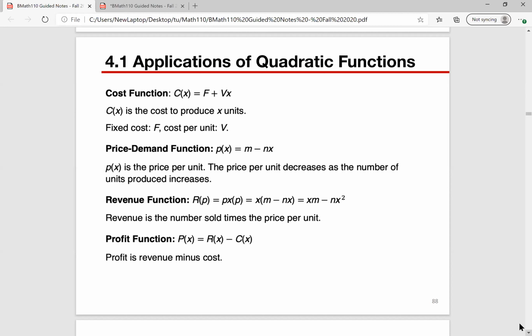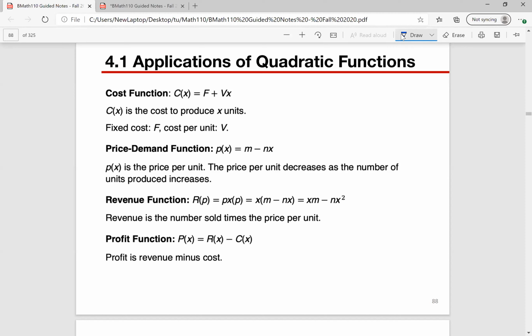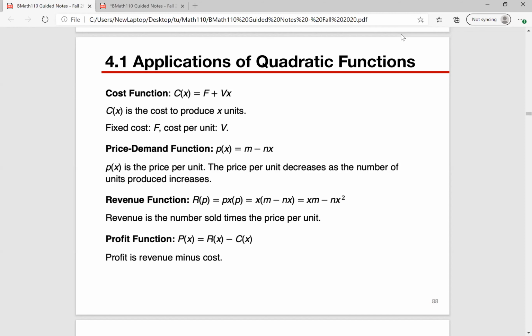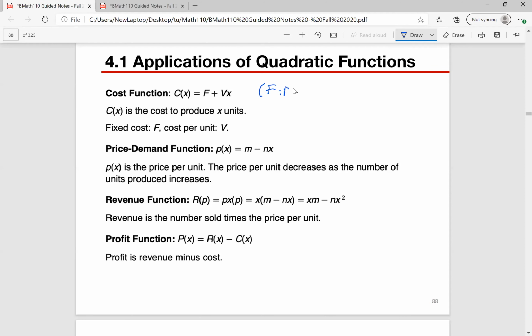You have learned that the cost function is C of x equal to F plus V times x. Remember that F is fixed cost, and V is variable cost.